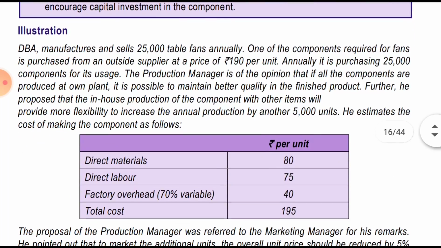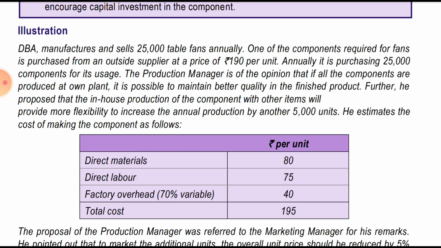Okay, this is also a much simpler illustration. DBA manufactures and sells 25,000 table fans. One of the components required for the fan is purchased from an outside supplier at a price of 190. So it manufactures and sells 25,000, and it purchases this component from the outside supplier at 190. Annually it is purchasing 25,000 components for its usage.